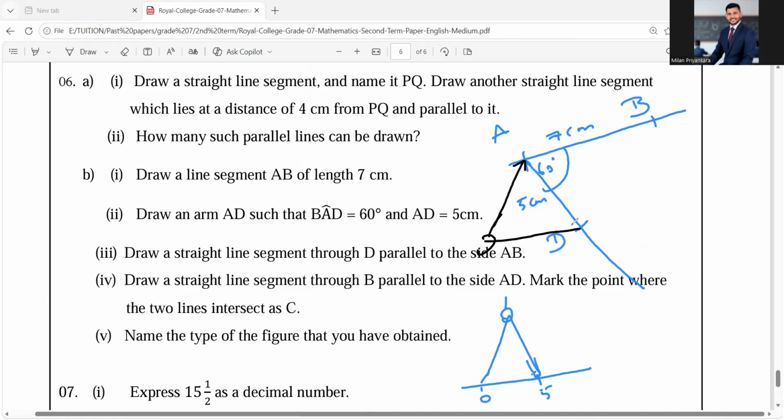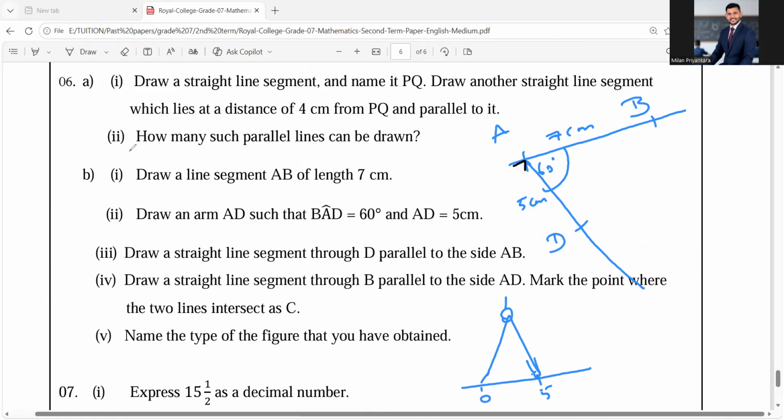And keep your pencil here, right? And then draw that line, right? Draw this line. That's how you mark 5 centimeters. And you have to use the same method to mark that 7 centimeters also.